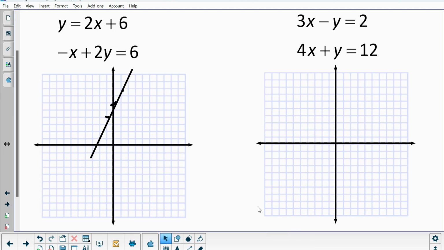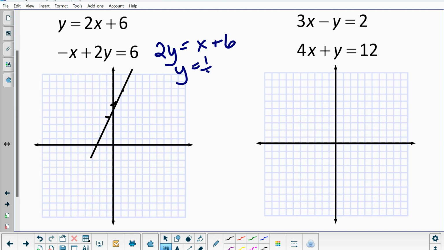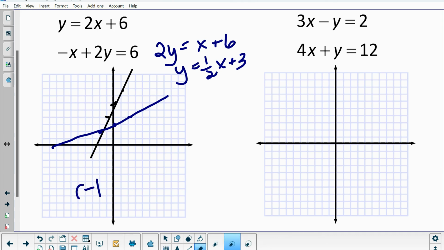And then I'm going to graph the other line, and if you prefer to rewrite it in slope-intercept form, you can. So I'm going to do that right now. So 2y equals, add the x over, divide by 2, y equals 1/2 x, and 6 divided by 2 is 3. So this is going to go up to 3 and then up 1 over 2. You can see I'm not going to cross going that way, so down 1 over 2. And it would appear to me that my intersection is at negative 2, 2.